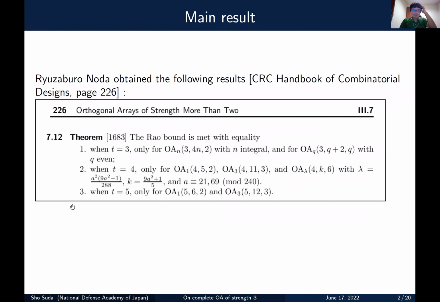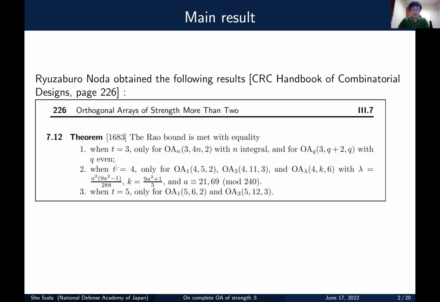Around the 1980s, Ryuzaburo Noda, a Japanese mathematician, obtained the following results about the full or partial classification of complete orthogonal arrays. This is taken from the Handbook of Combinatorial Designs. His theorem is about the classification for strength 3, 4, or 5. In the strength 3 case, there are two parameter sets here. I will explain them later, but the first one is the binary case and the second one is the Q-array case.